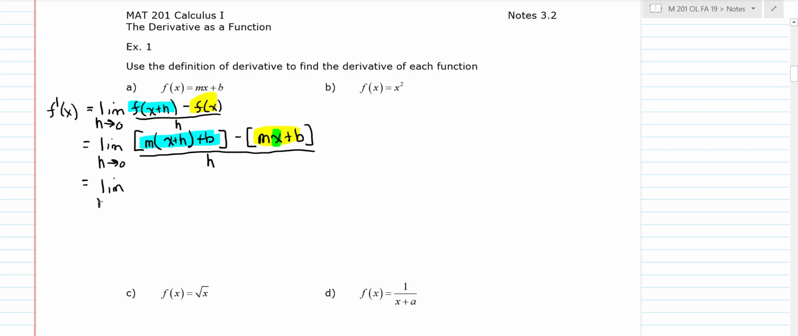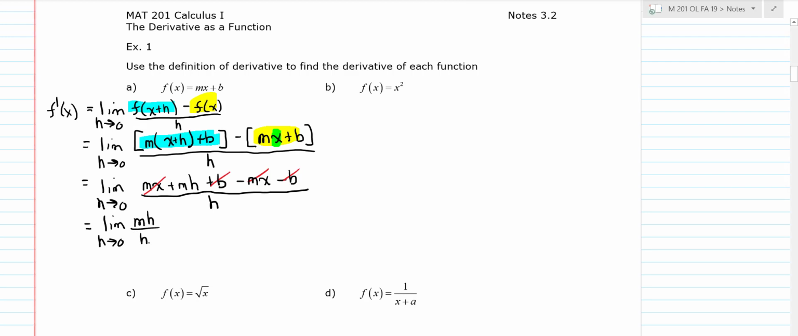This one's not too bad. If you multiply this out, you would have mx plus mh plus b, and then minus mx minus b, all over h. Basic algebra, distributive property. You see anything canceling out? You almost always will. The mx's go to 0, and the b's go to 0. So it looks like we're left with the limit as h goes to 0 of mh over h. The h's divide out, so what you're left with is the limit of m as h goes to 0.